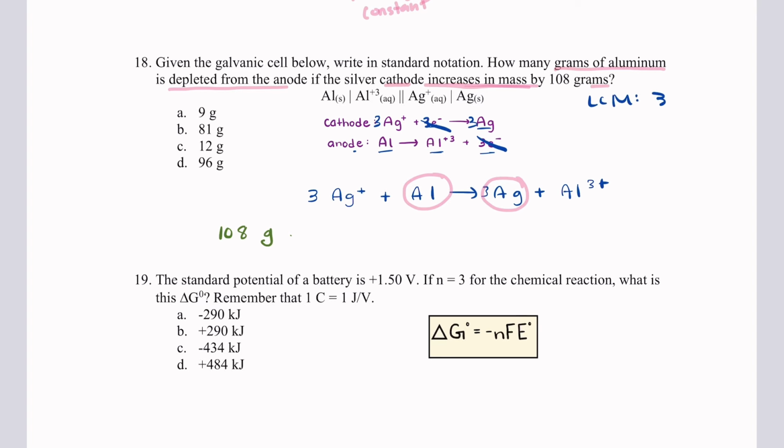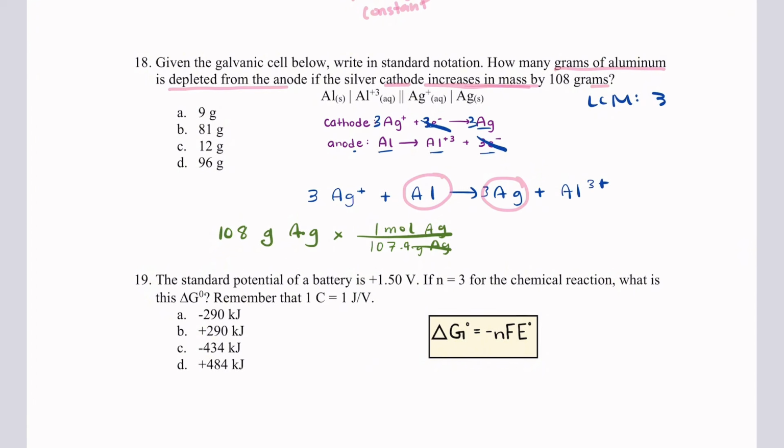We begin with the 108 grams of silver that appeared on the cathode. The first thing we do is convert this mass of silver into moles of silver because the redox stoichiometry is based on moles, not grams. We do that by dividing by the molar mass of silver, which is about 107.9 grams per mole. So we write that down, 107.9 grams per mole.